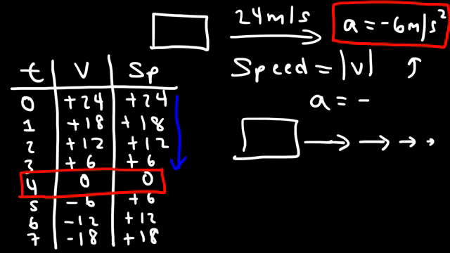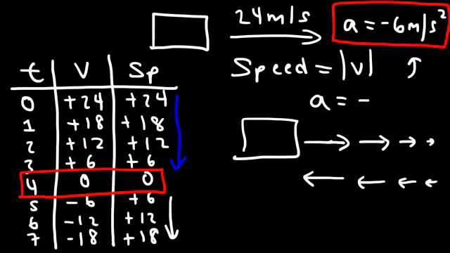However, it's changing direction. Notice the velocity. It's going from positive to negative, which means that it's changing from an eastward direction to a westward direction. And it begins to move faster towards the west. So as you can see, it's speeding up because the speed is increasing after 4 seconds.